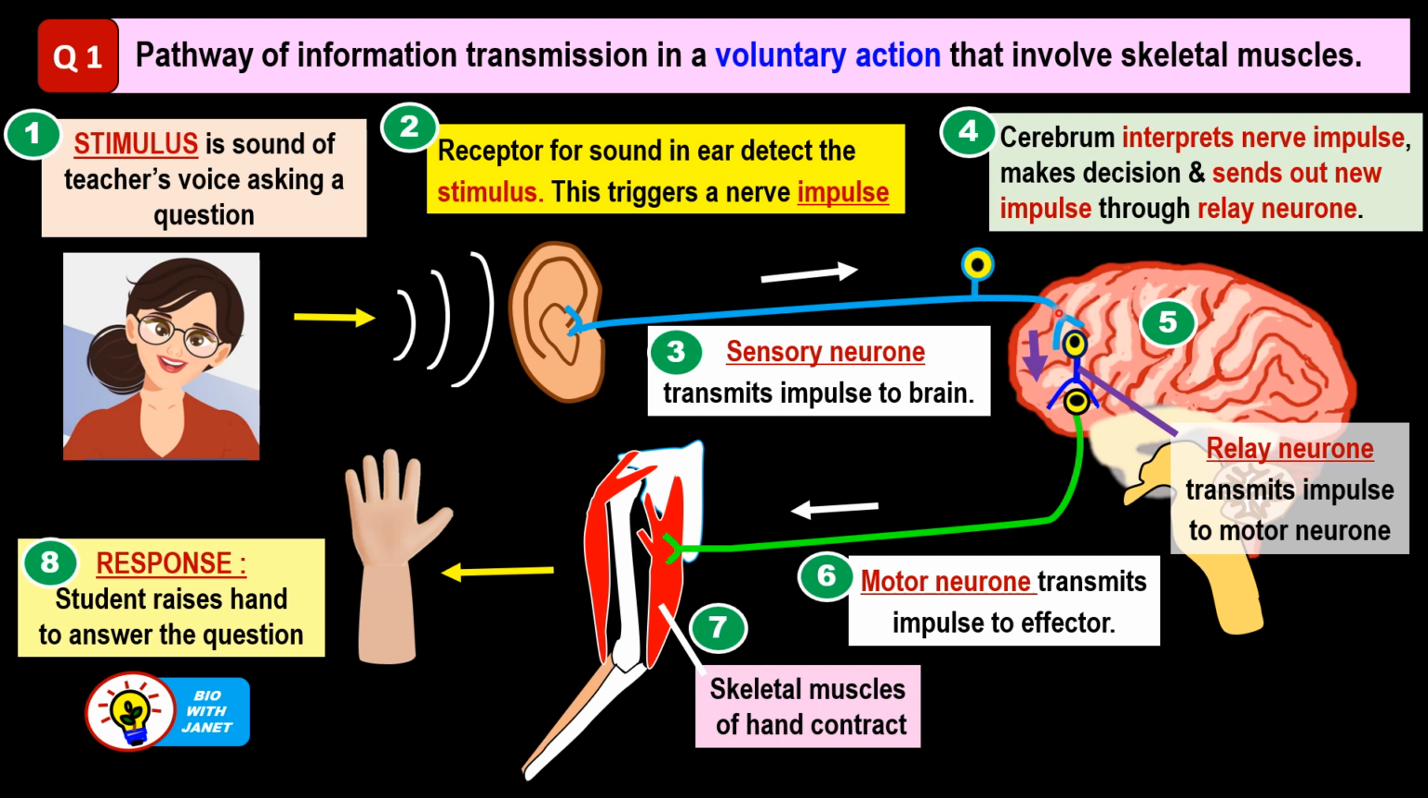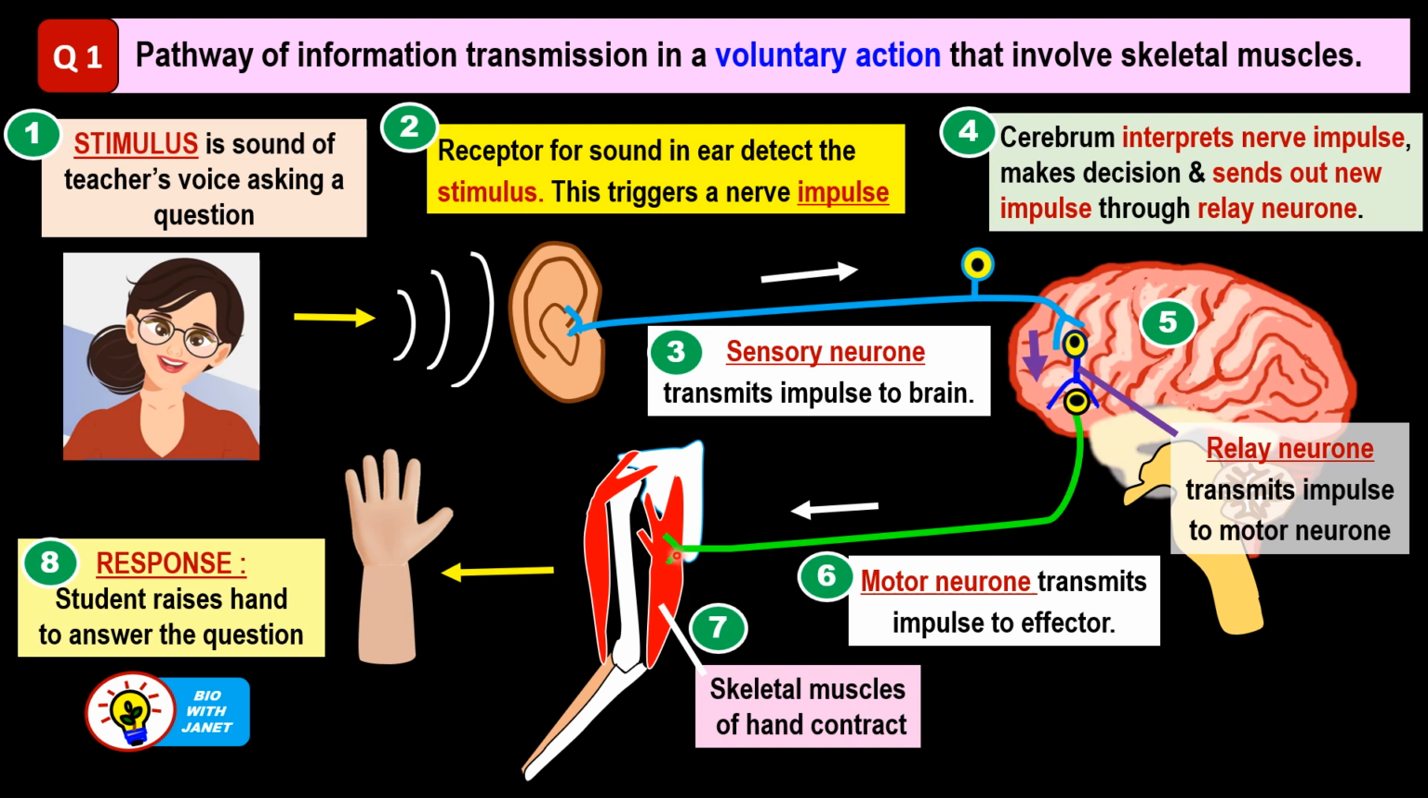Number 4, the impulse will reach the cerebrum of the brain, and the cerebrum will interpret the nerve impulse to understand what the teacher is saying, and then the cerebrum will think and make a decision. The cerebrum of the student will make a decision, and it sends out a new impulse through the relay neurons. The relay neuron will transmit the impulse to the motor neuron, and the impulse will come out from the brain to the effectors. The motor neuron transmits the impulse to the effector, and these effectors are the muscles of the arm, right?